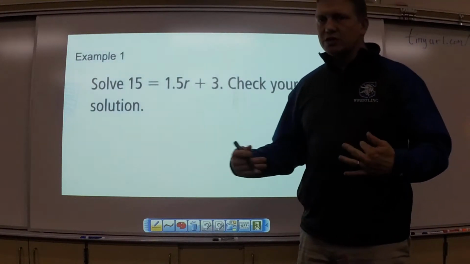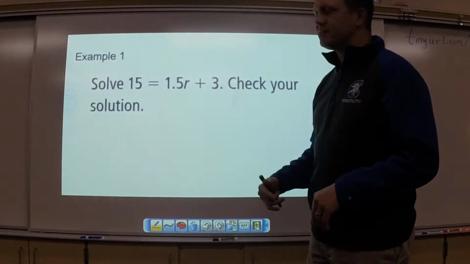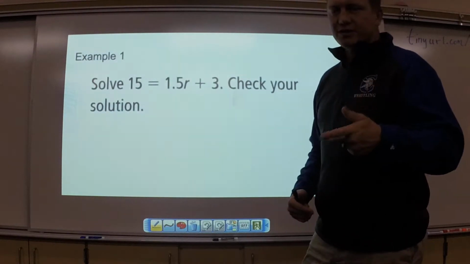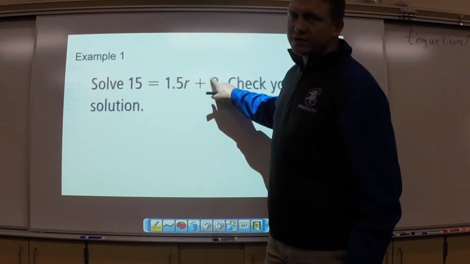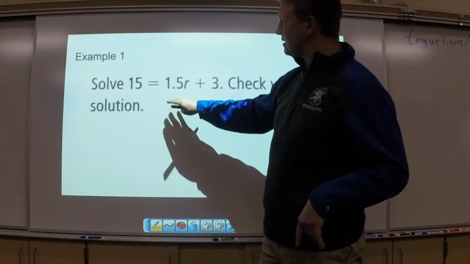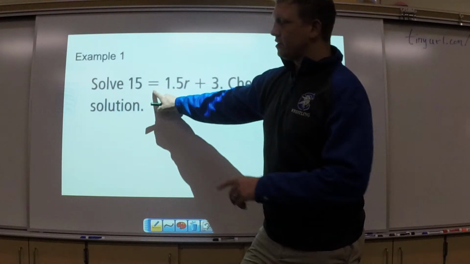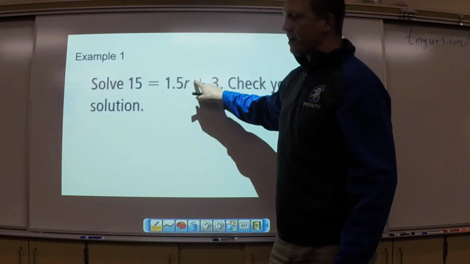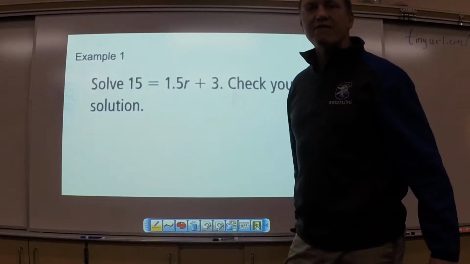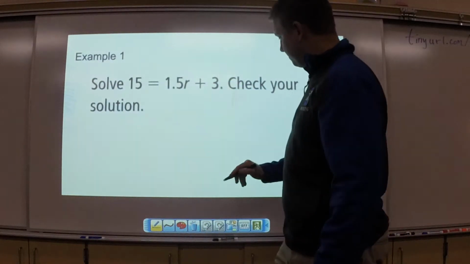This is called a multi-step equation, or in this case, it's just 2 steps. All right, so let's take a look at this particular problem. I go to the side that has the variable, and by sides I mean there's my equal sign. So I have this side and I have this side. Okay, here is my r value, my variable in this location.